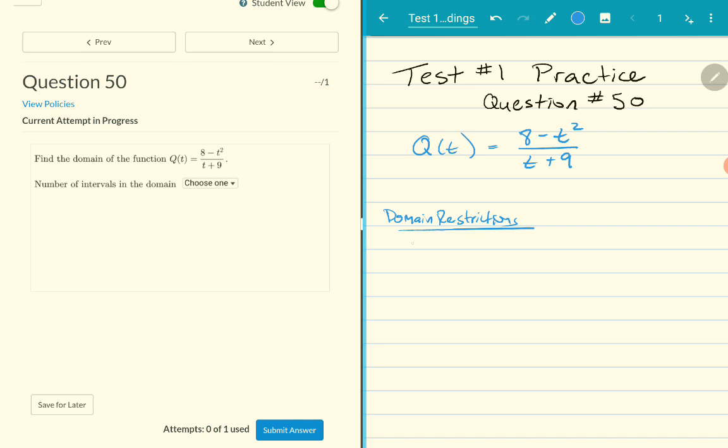So, for example, I can't have a negative under a square root. And I can't have a 0 in the denominator. I don't have a square root in this problem, but I do have a denominator. So since I have a denominator, I need to take that denominator and say, whatever that ends up being cannot be 0. So I say t plus 9 cannot be 0. So how does t plus 9 become 0? Well, I solve the equation t plus 9 equals 0, and I say this can't happen.